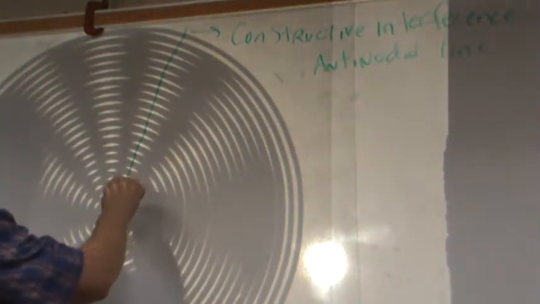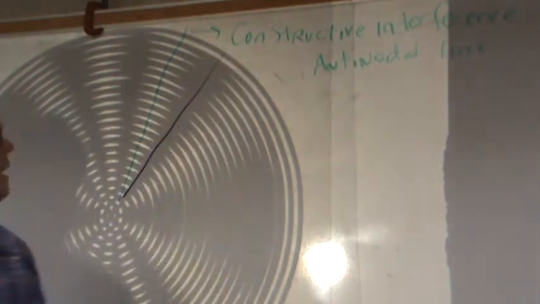But what about this line right here? And here, let me use a different color. What about this line right here? How are the two waves meeting along this line?